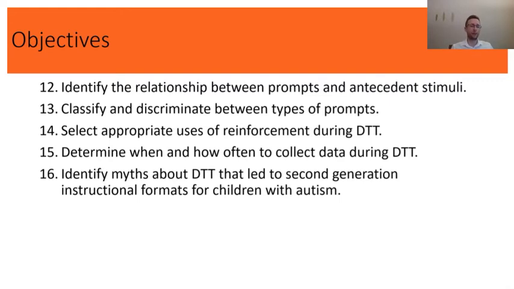We're going to begin with objective 12. Identify the relationship between prompts and antecedent stimuli. And then you'll be able to classify and discriminate between types of prompts, select appropriate uses of reinforcement during DTT, determine when and how often to collect data during discrete trial training, and then identify some myths about DTT that led to second-generation instructional formats for children with autism.